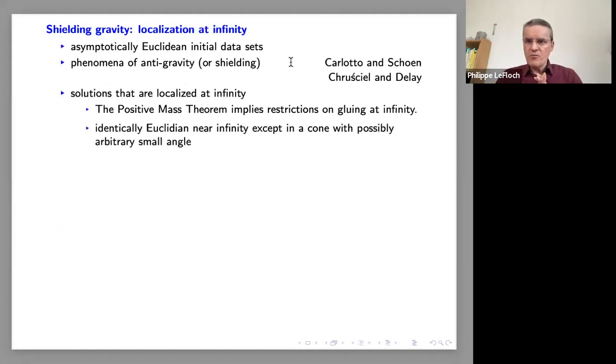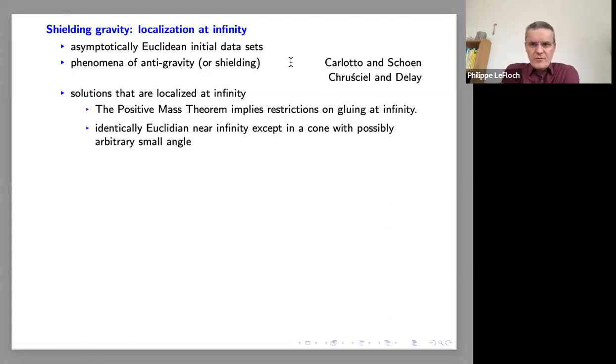Now, in this vast subject, I'm concentrating on the problem of constructing asymptotically Euclidean initial data sets, and more precisely looking at the phenomenon of anti-gravity or shielding discovered by Carlotto and Schoen, then later extended by Chruściel and Delay. The philosophy is that you would like to localize your solution so that in certain angular directions, your solution is prescribed to be the Euclidean metric or the Schwarzschild metric. And in some intermediate region to connect these angular domains, you would like to find a way to glue them together.